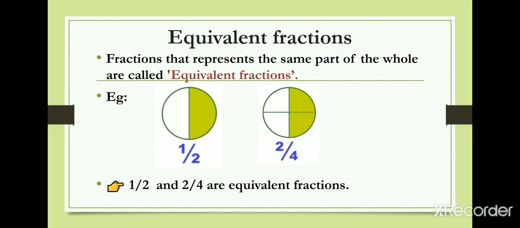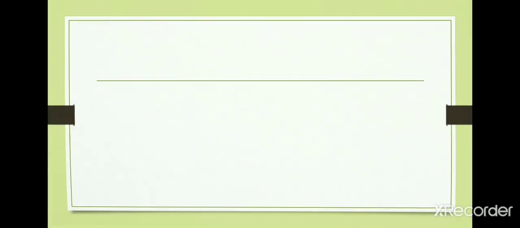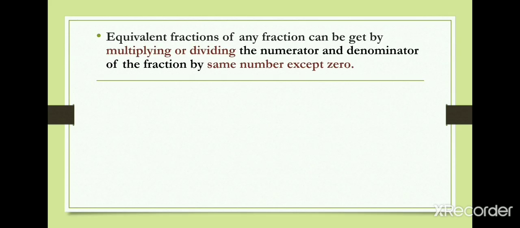Here 1/2 and 2/4 are equivalent fractions. If we multiply 1/2 by the number 2 in both numerator and denominator, we get 2/4. Equivalent fractions of any fraction can be found by multiplying or dividing the numerator and denominator of the fraction by the same number except 0.